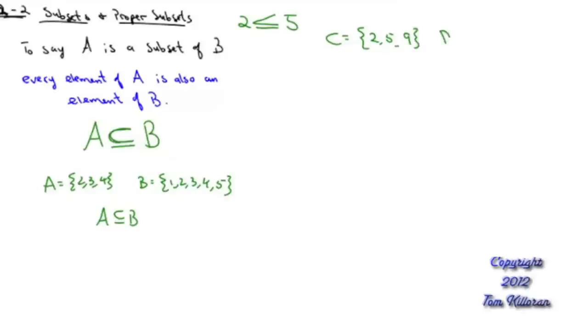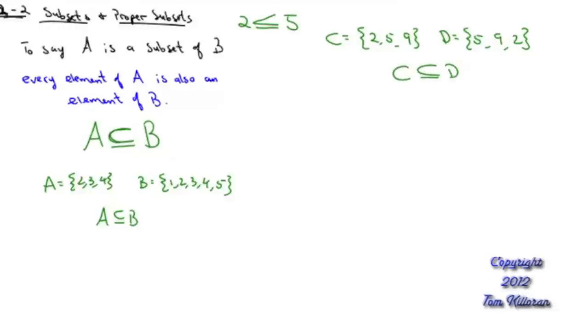{2, 5, 9}, and D equals {5, 9, 2}. I don't know why this would confuse people, but does the order matter? No. Does it matter how I call the roll? No. But most teachers go alphabetically, but I can mix it up, confuse you all. So they have the exact same elements, so C is definitely a subset of D.